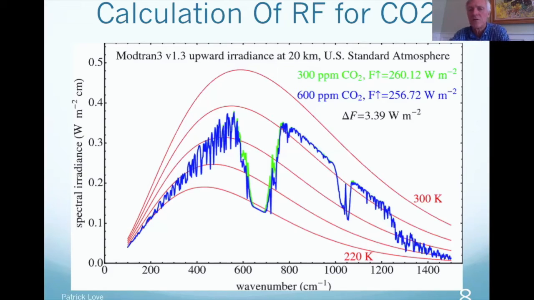If we take this model, and by the way, we can take that outward flow at 300 ppm and calibrate it against the real emission spectrum from the satellite, right? Then if we calculate the same model with twice that CO2, we get an outward flow of 256.72 watts per square meter, right? And that says that the forcing agent is 3.39 watts per square meter, right?